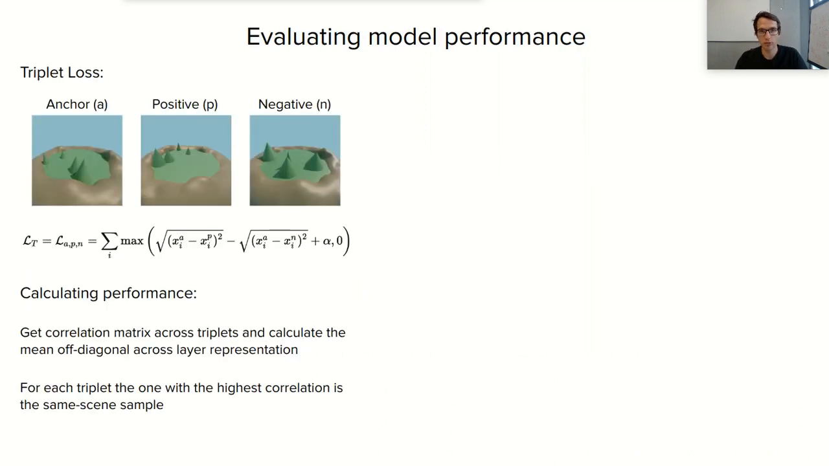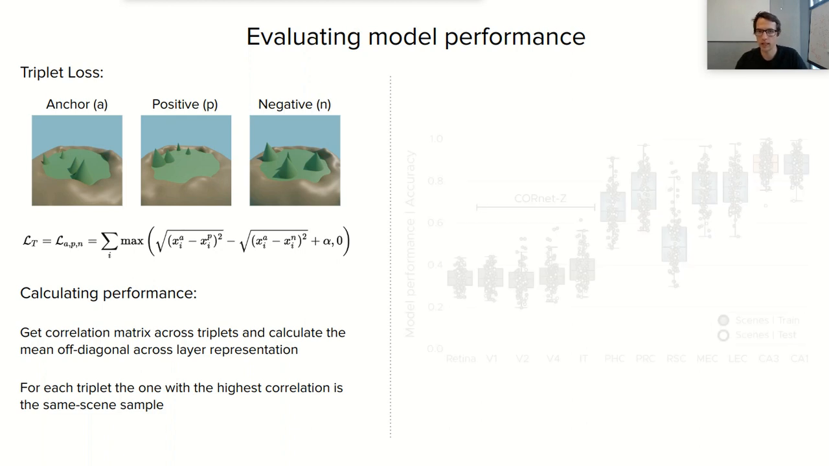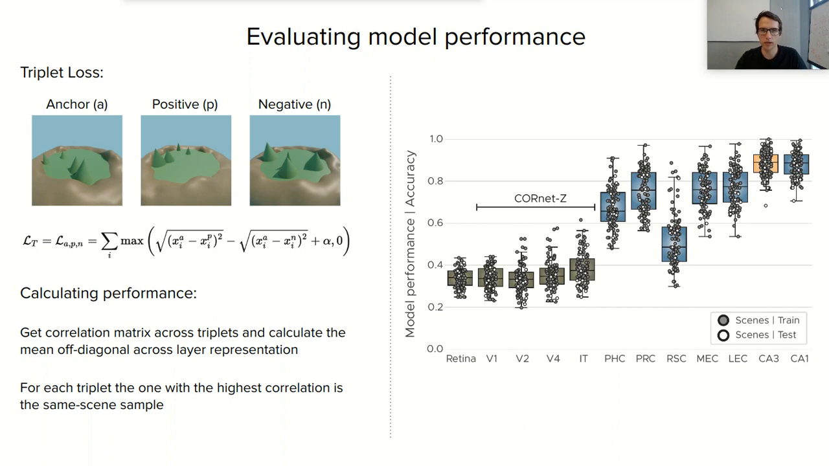During the training process, we sampled an anchor and a positive image, both from the same scene, but with different viewpoints, and a negative scene where the objects' locations were altered. To evaluate the model's performance, we sampled thousands of triplets and computed the mean off-diagonal across model representations. In each triplet, the sample with the highest correlation was taken as the same scene sample, which allowed us to calculate an accuracy score across layers.